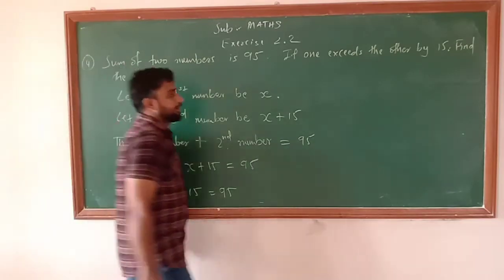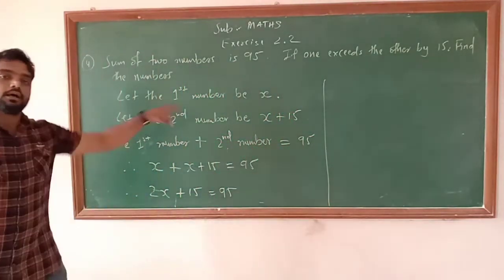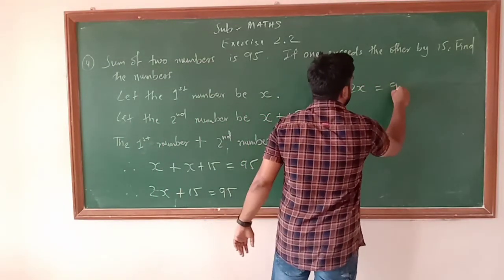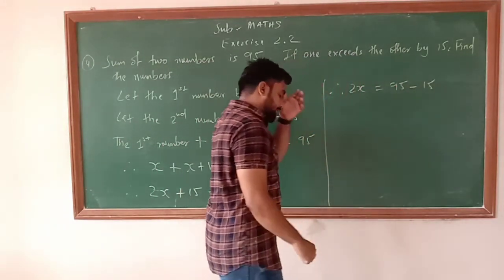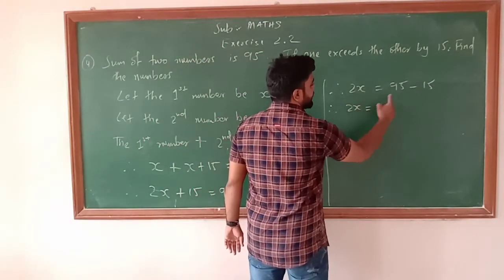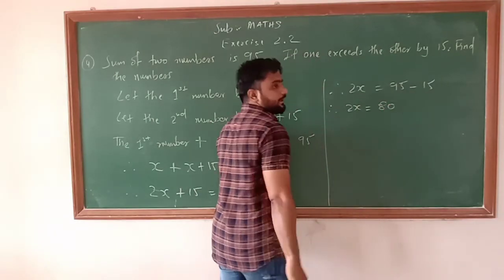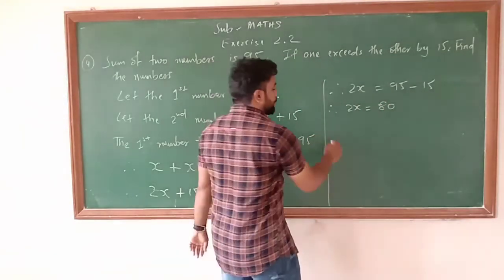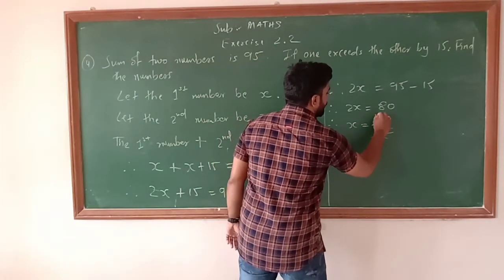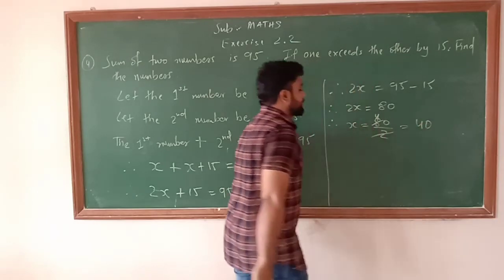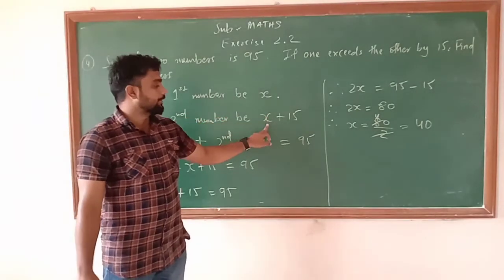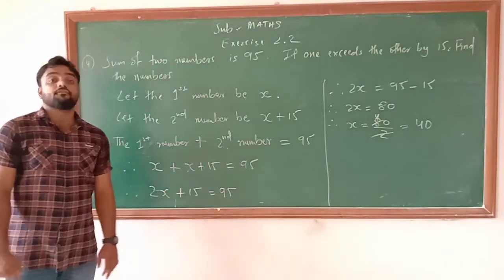Furthermore solution, changing the sign, that is from 15 LHS to RHS. We take 15 from LHS to RHS. So therefore 2x is equal to 95 minus 15. That is equal to how much? 80. Change the side of 2. So therefore x is equal to 80 divided by 2. So 2 4s is equal to how much? 40. So the first number is which one? 40. The first number will be 40. So 40 plus 15. The second number is how much?